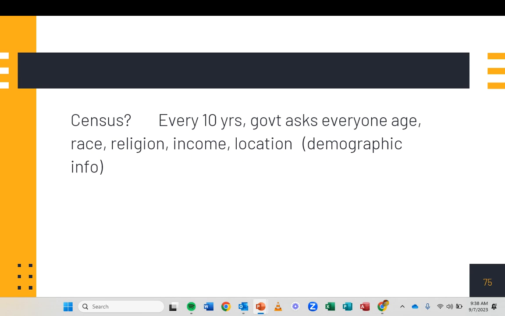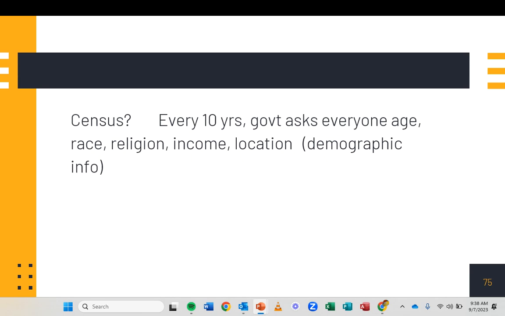Now, demographic isn't a word I taught in this unit, but that is a word you need to understand in this course. Demos means people. Think like democracy. Demographic is like your age, like how old you are, your race, your religion, your income, and then your location. Now, why does the government need to know this?